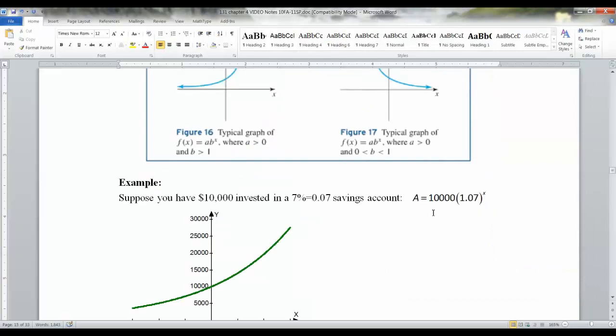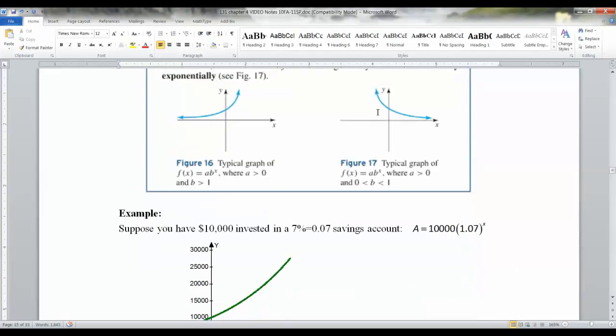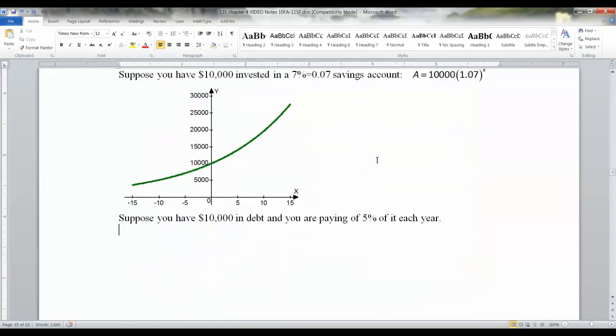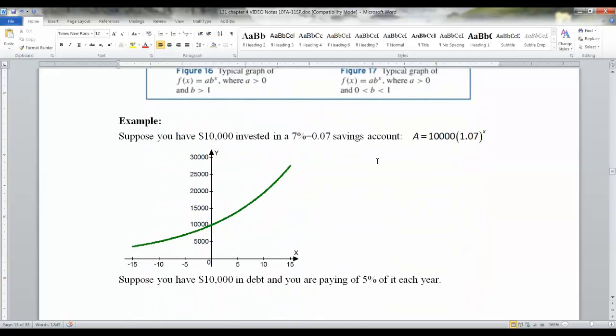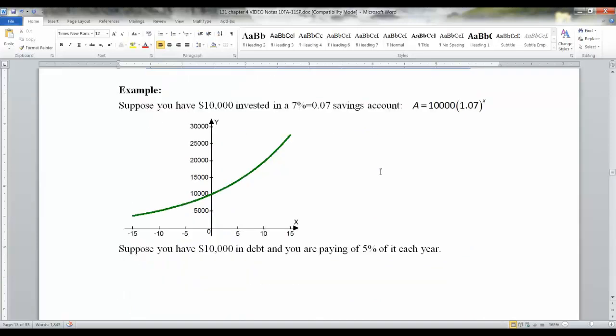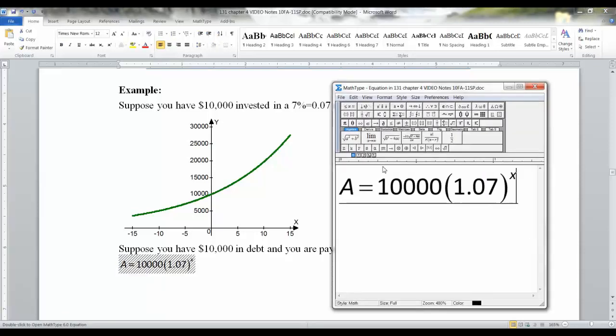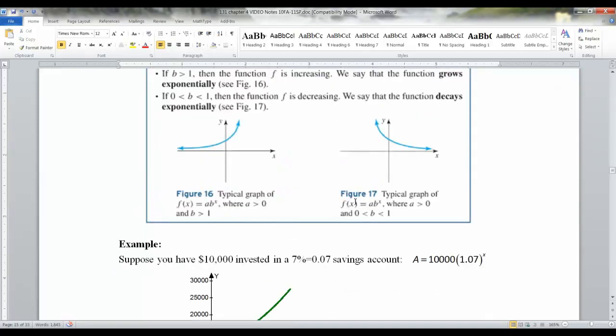Well, the answer is, let me put it this way. If you're paying off 5%, then how much do you have left? It's not 5%, right? So if you're paying off 5%, then you have 95% left each year. So instead of 0.05, you say 0.95, because you always care about the difference between that base and 1.